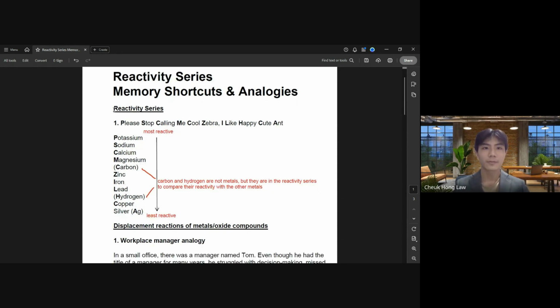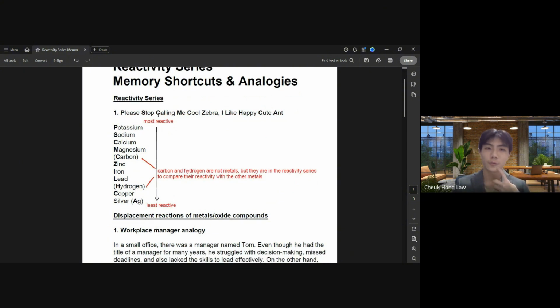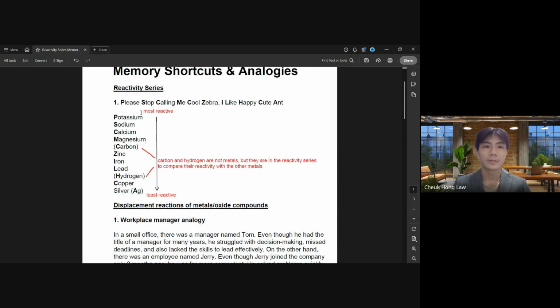Okay, let's start with the reactivity series itself. Please stop calling me a cool zebra. I like happy cute head. Okay, so this is how you remember the reactivity series. Your teacher might give you their own memory shortcut and you can use that as well. Okay, so potassium, sodium, calcium, magnesium. Then you have carbon, zinc, iron, lead, hydrogen, copper, and silver.